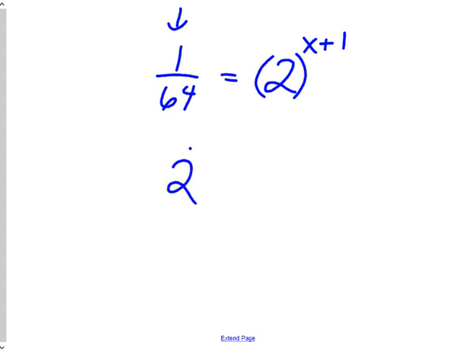2 to the negative 6th is 1 over 64. What? That throws in negative powers. Did you know that negative powers make something flip, turn into a fraction? All right. Do you get that 2 to the 6th would have been 64? Does that make sense to you? 2 times 2 times 2 times 2 times 2. Okay, so what about this negative? That just makes it 1 over.